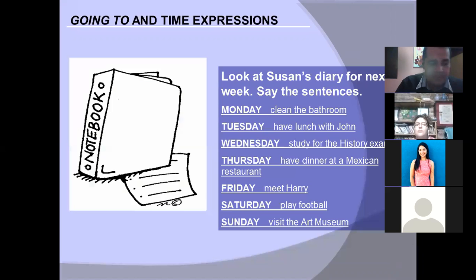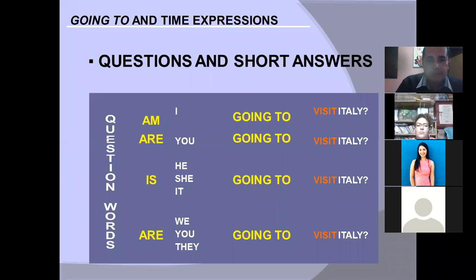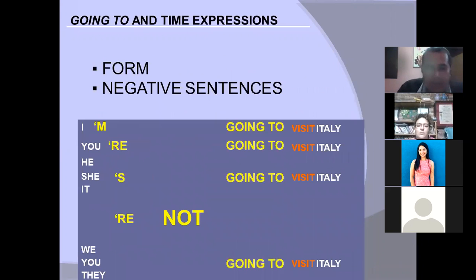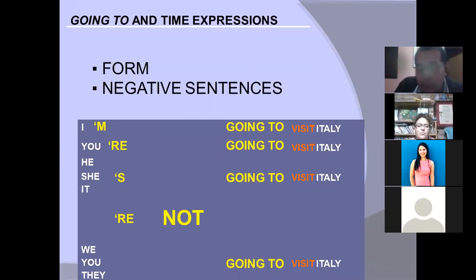With more examples using be going to. Here we are. These are some examples, and we have the negative form. When we have the negative form, as you can see, it's very easy. You only include not. I am not going to visit Italy. It's a negative structure, but at the same time, it's a plan.